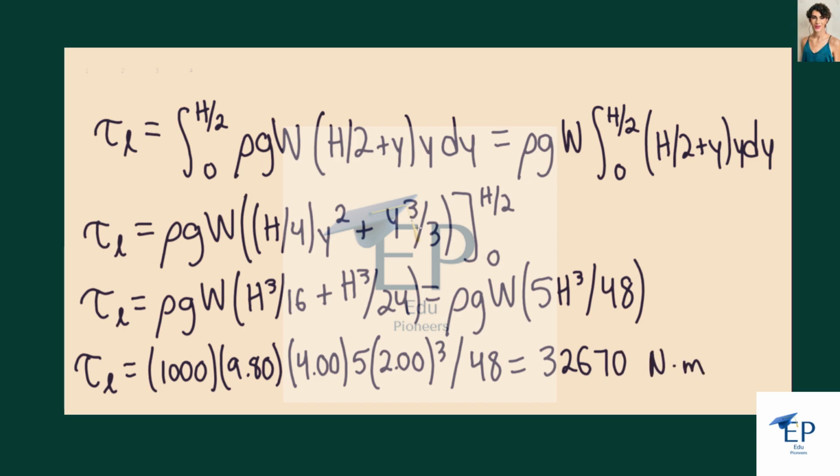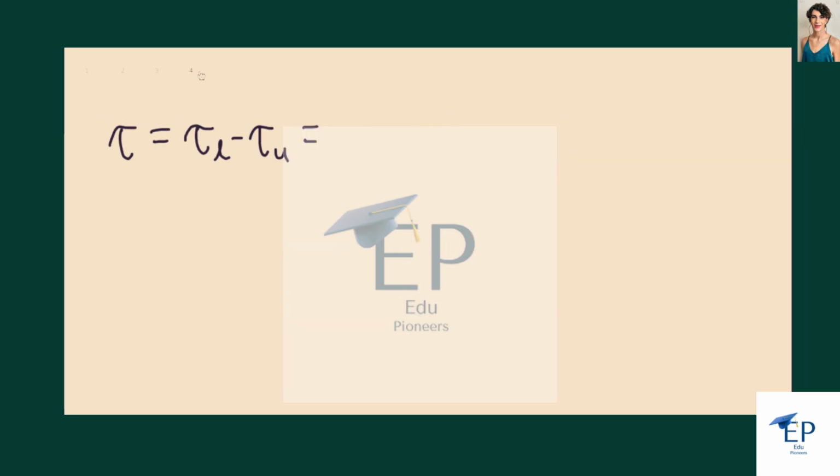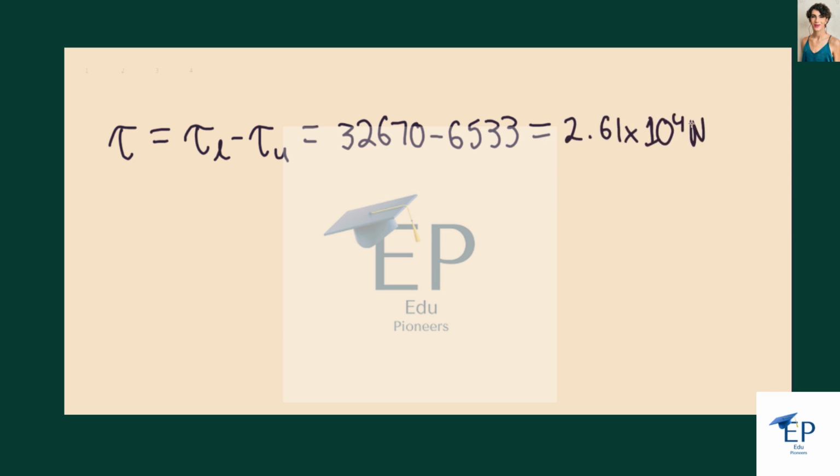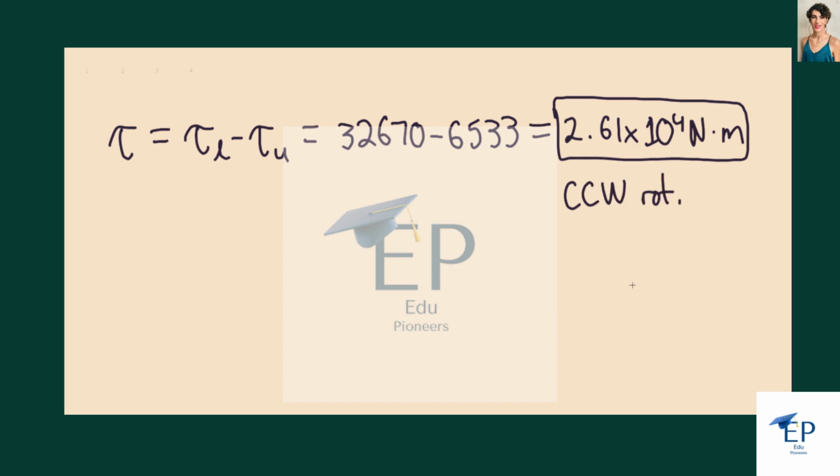And so for the total torque, we have 32,670 minus 6,533. This gives us approximately 2.61 times 10 to the 4th Newton meters. This would be our total torque. And again, it's positive, so we have a counterclockwise rotation. That is the end of the solution.